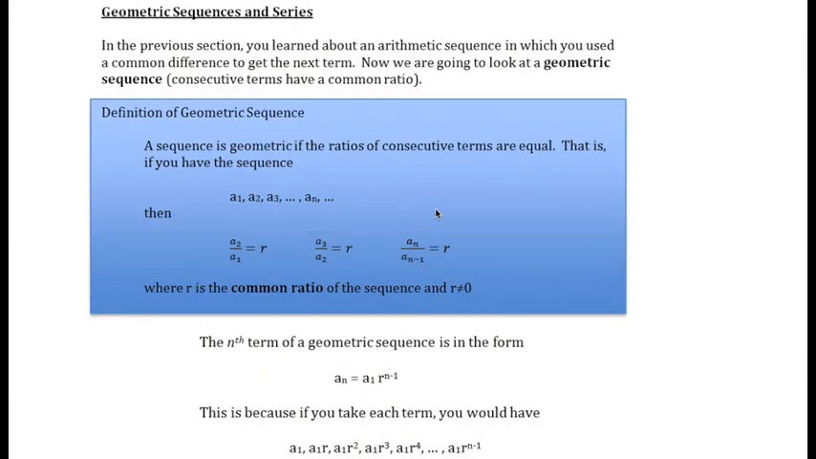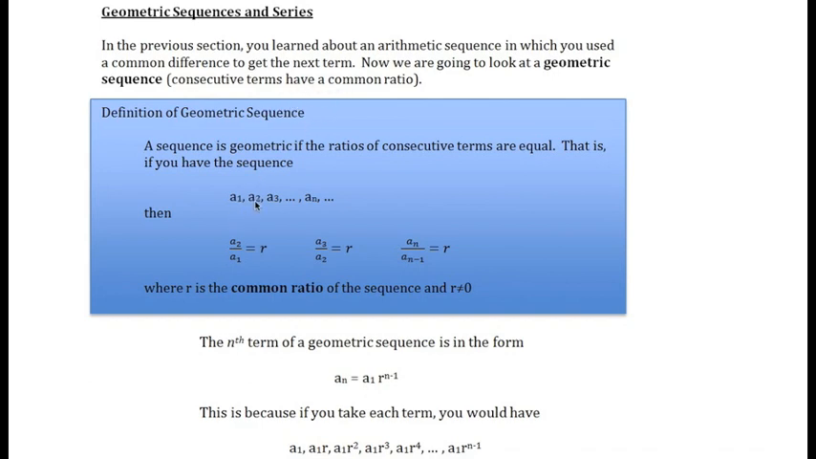Going to look at now geometric sequences and series. You have done just the general sequences and series, and last time you looked at arithmetic sequences, which you added a common difference to get to the next term, and now we're going to look at geometric sequences and series. So, as it says up here, you looked at the arithmetic sequences, where you got a common difference to get to the next term. Now we're going to look at geometric, which is a common ratio.